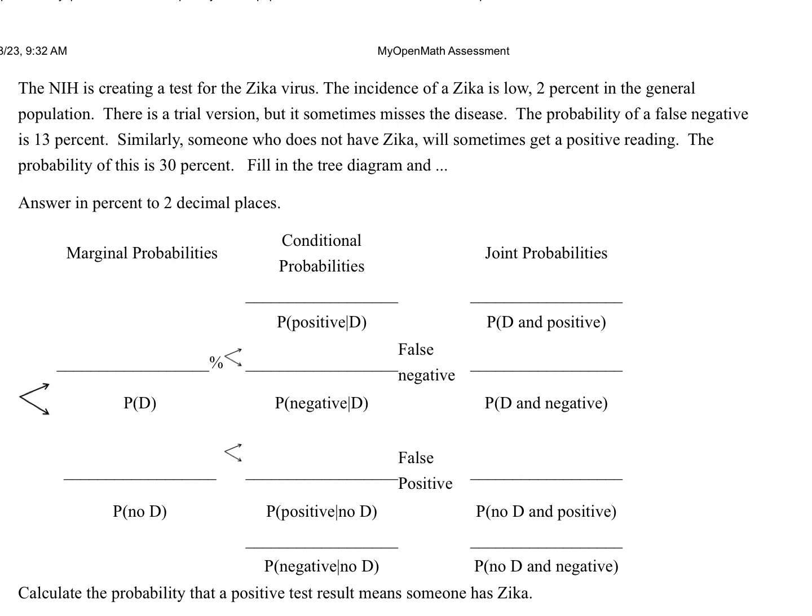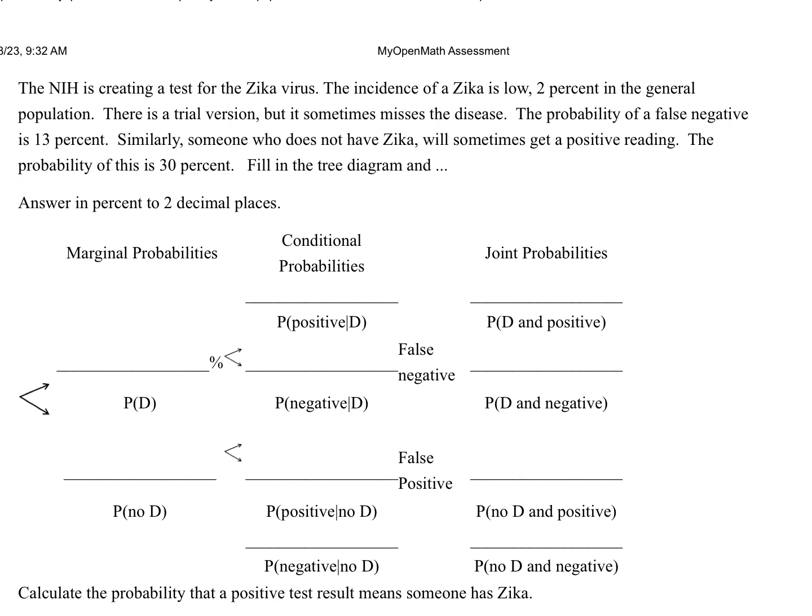Okay, let's keep reading. There's a trial version, but it sometimes misses the disease. The probability of a false negative is 13%. Similarly, someone who does not have Zika will sometimes get a positive reading. The probability of this is 30%. Fill in the tree diagram. Answer in percent to 2 decimal places.